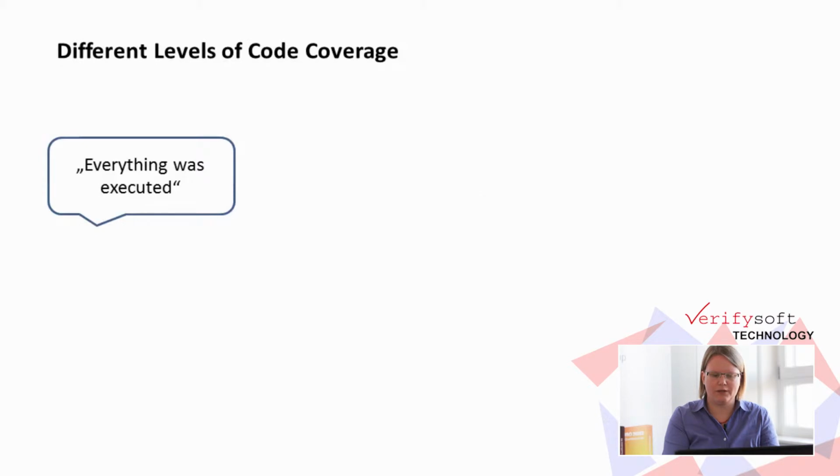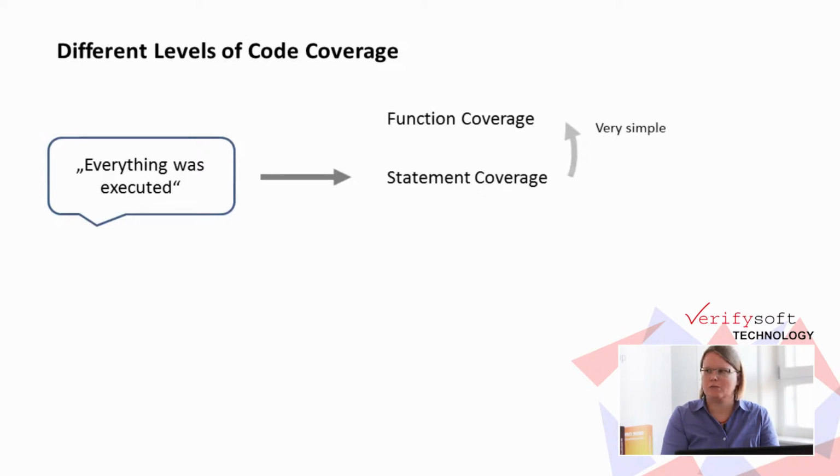There is one level of coverage that is simpler than statement coverage, that is called function coverage. When you are measuring function coverage, you only have to show that every function of the program was called at least once during the test. So this is a very simple measure, because it does not measure what is really executed or tested inside of a function, but it just counts if the function was called or not.